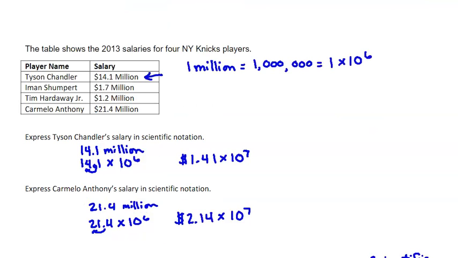So on the one you were asked to do, you were looking at Carmelo Anthony. Carmelo Anthony makes $21.4 million. Remember, a million is times 10 to the 6th. So that's 21.4 times 10 to the 6th. 21.4 is too big for your mantissa, so you need to move it 1 decimal place smaller. And when you move that 1 decimal place smaller, your exponent will have to get 1 bigger. So it'll change from 6 to 7.